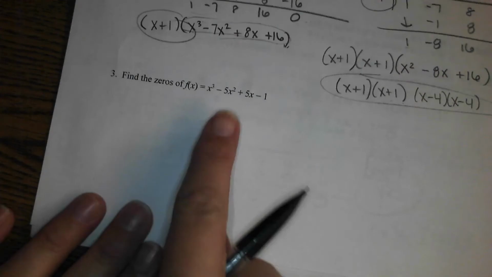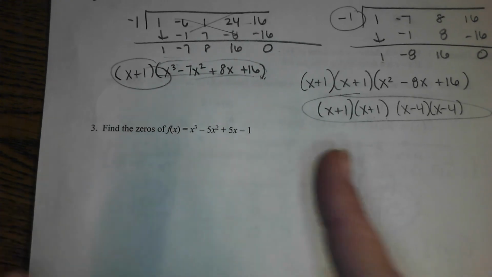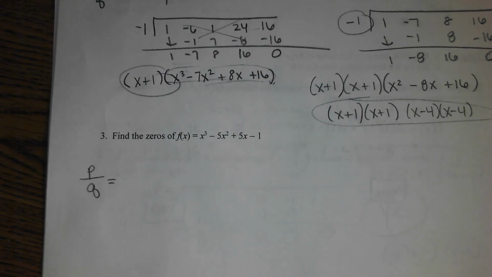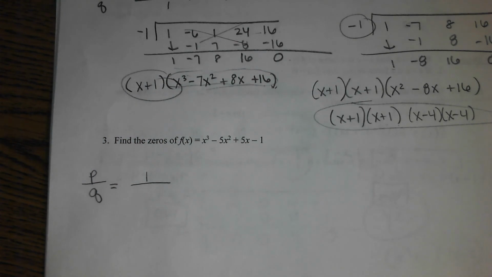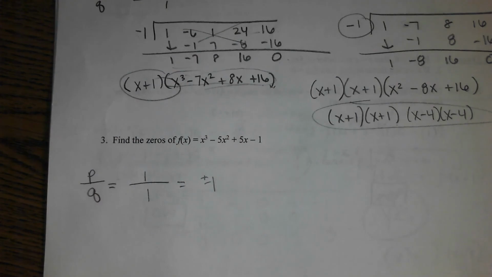Okay, last one. How many roots are we expecting? 3. They don't all have to be rational, but we're going to come up with our list of possibilities. So, Faith, what are my P's? We'll just do 1 for now. I'll put my plus or minus at the end. And what are my Q's? Just 1. So yeah, you're right. Plus or minus 1 are my only 2 possibilities.